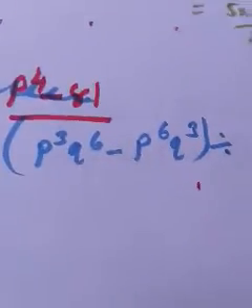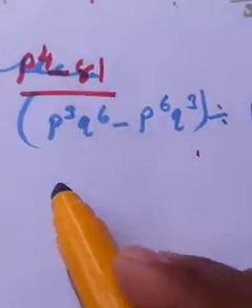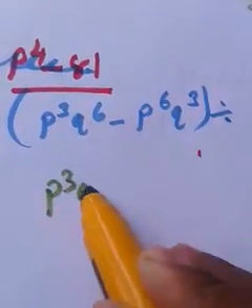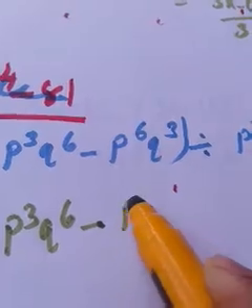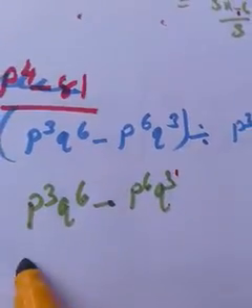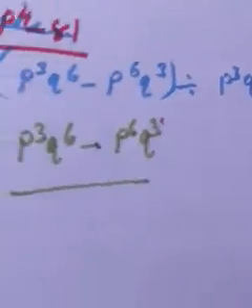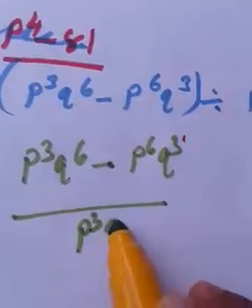Okay. Moving to the next question. This is your next question. p cube q raised to 6 minus p raised to 6 q raised to 3, divided by p cube q raised to 3.